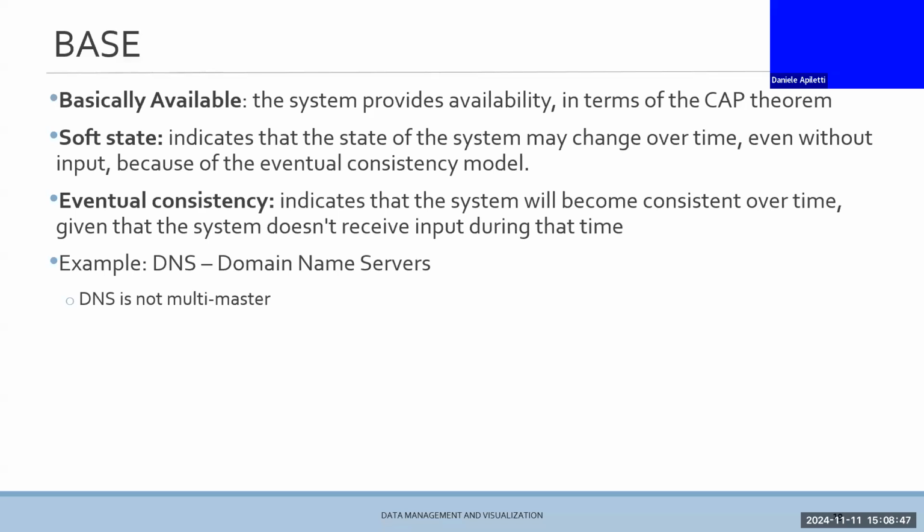And the features they've chosen for the BASE acronym are, first, basically available. This tells you that the priority of NoSQL is to be available, which means I generally allow the customers to operate under any circumstances. No matter the network partition, no matter the consistency, I try to be always available. It's basically available because, of course, it's a priority. It's not a rule.